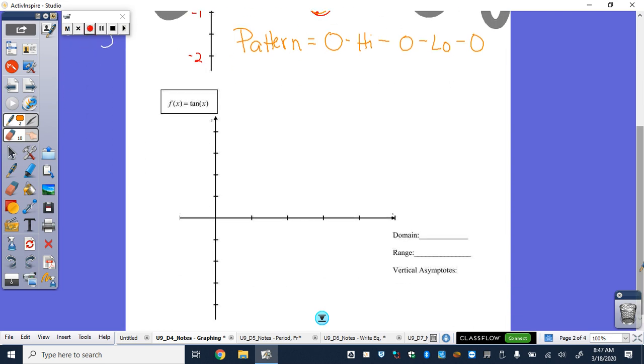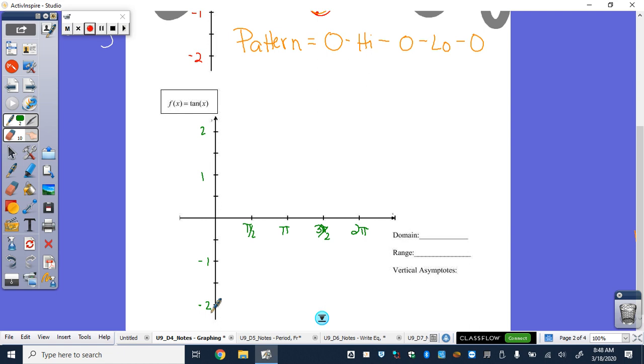So now tangent is a little bit different than those two because tangent has some asymptotes to it. So again, I'm going to put pi over 2, pi, 3 pi over 2, 2 pi. Label my y-axis. You always want to spread your graph out as much as you possibly can because then it just makes it easier to see and it's going to make things a little bit more accurate. You're less likely to make mistakes.